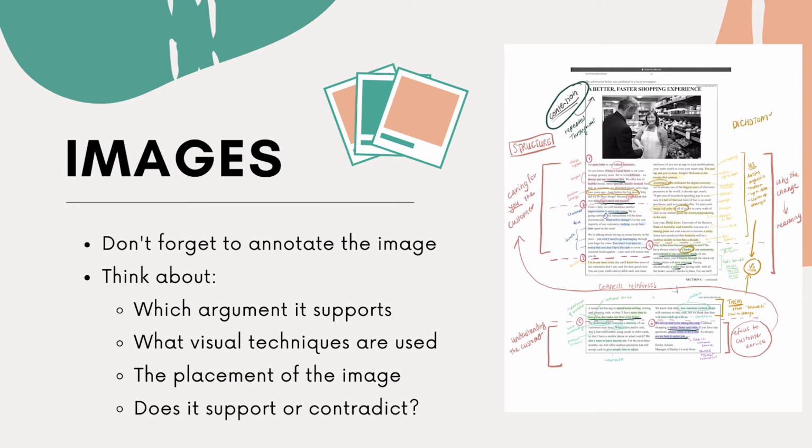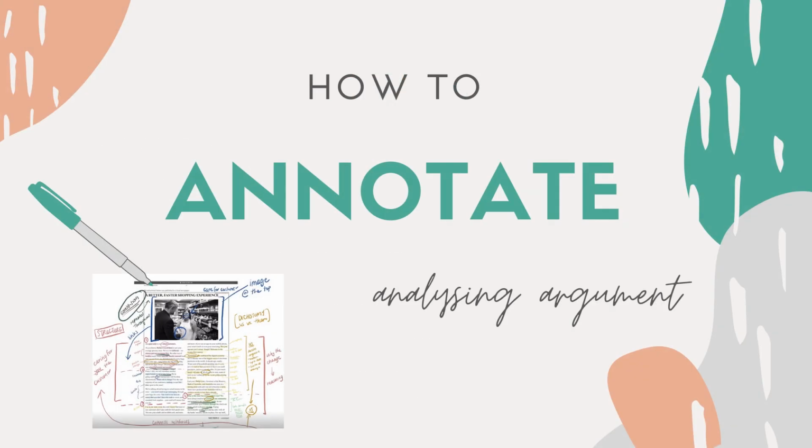Last but not least, we have the image. When annotating the image, you want to connect it to one of the arguments. Think about the techniques used, the placement, and how it supports the overall arguments. And there you have it. You have completed all the steps required to annotate.